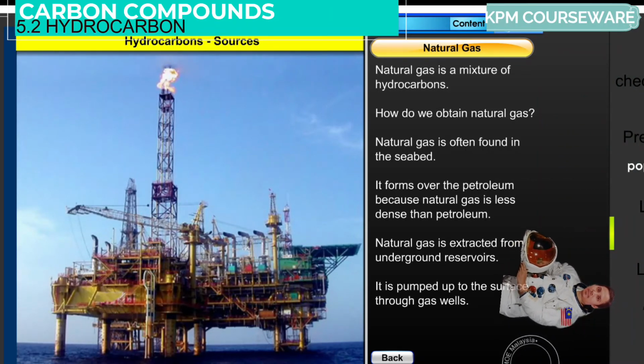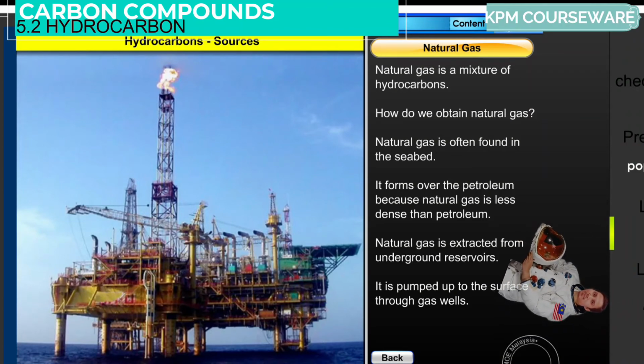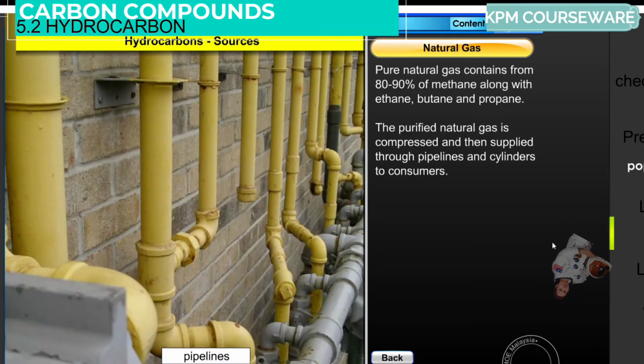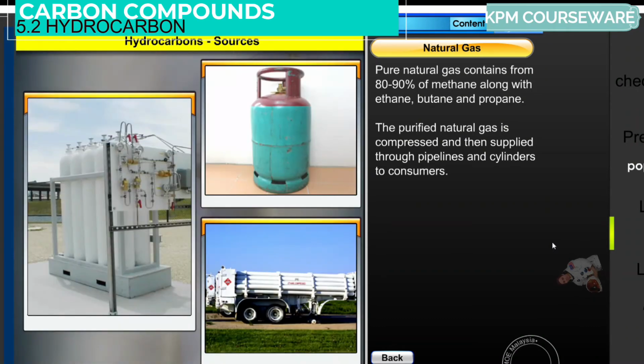It is pumped up to the surface through gas wells. Pure natural gas contains from 80 to 90% of methane, along with ethane, butane, and propane. The purified natural gas is compressed and then supplied through pipelines and cylinders to consumers.